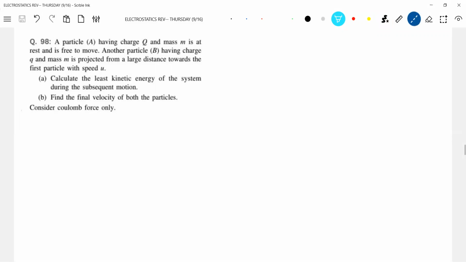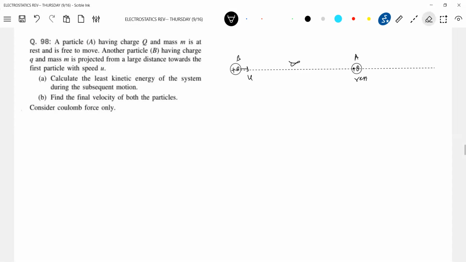Okay, this is the thing. A particle having charge q and mass m is at rest and free to move. Another particle having charge q and mass m is projected from a large distance towards the particle with speed u. Okay, this is infinity. I'll put it here.